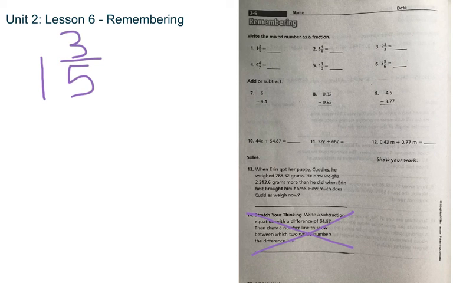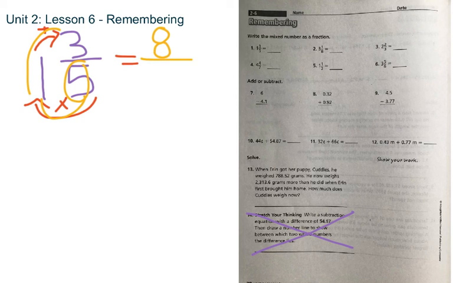Okay, and in order to write a mixed number as a fraction, the first thing you do is take the denominator and you multiply it by the whole number. After you've done that, you then add it to the numerator. And so what you're going to do is take 5 times 1, which is equal to 5, and you're going to add 3, which is equal to 8. So you're going to have 8, and then your denominator stays the same, and it's a 5, so 8/5. So number 1 is going to be 8/5.